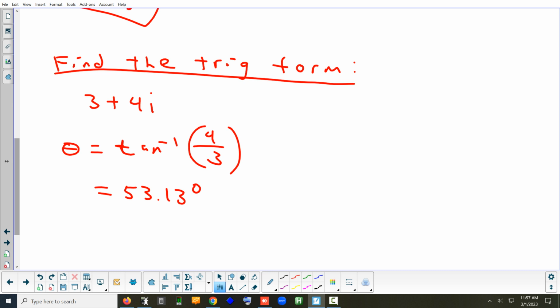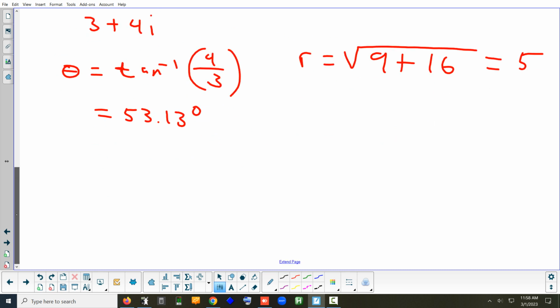What's the other thing I need besides my angle? R. I need my r, so that's the distance from that point to the origin. And how do we get r? Square root of 9 plus 16. Yep, it's the square root of x squared plus y squared, which is going to give me 5. Okay, so I have the 2 pieces of information I need. Now I just write my final answer.